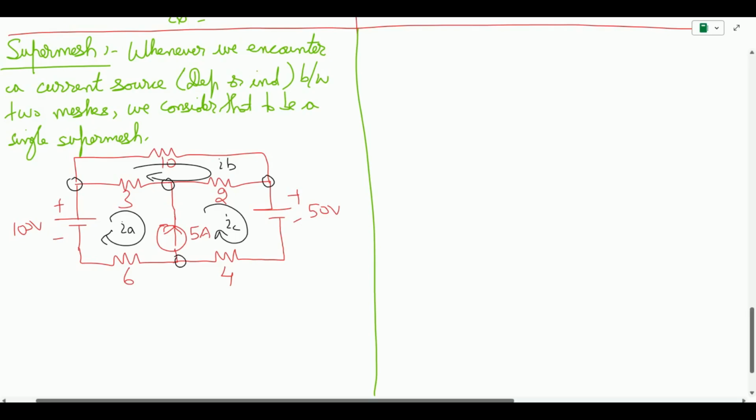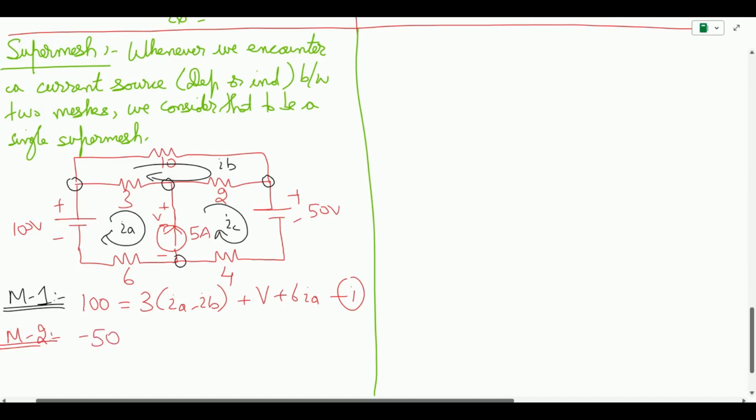Now let us figure out how we can solve this. If we apply KVL in the first mesh, let's see what we get. So at mesh 1, we get 100 equals 3(IA minus IB) plus V, because there is a voltage appearing over here. I don't know the value of the current, so I'm going to write it as plus V plus 6 IA. This is my equation 1. Then I'm going to write for the second mesh, this is going to be minus 50.